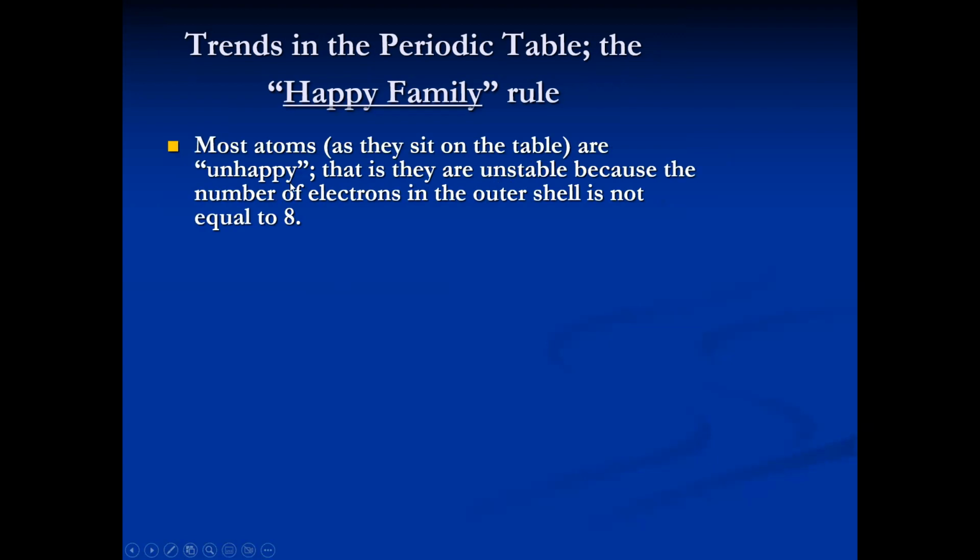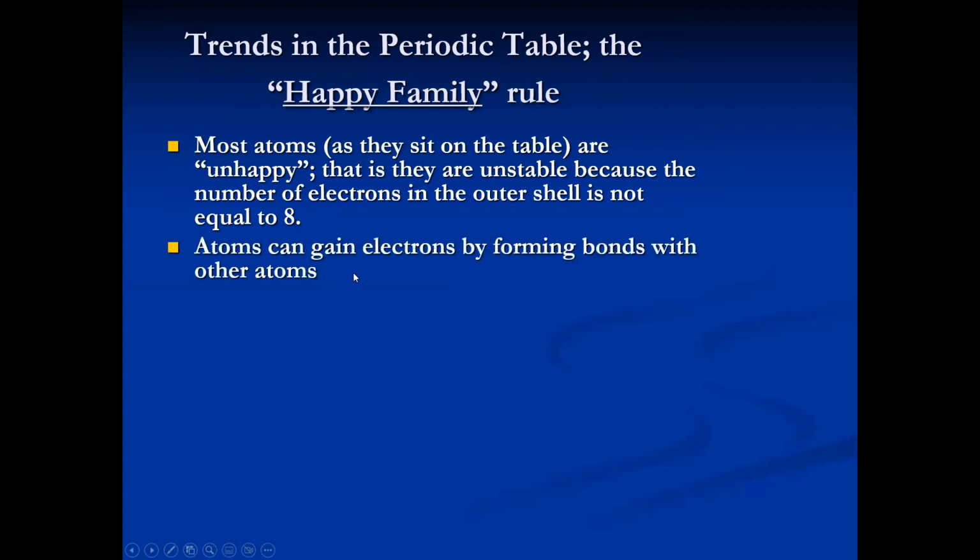They're unstable because they don't have 8 in their outer shell, so they can't sit like that. They have to find more electrons. Atoms can gain electrons by forming bonds with other atoms. This is the main way that they do it.